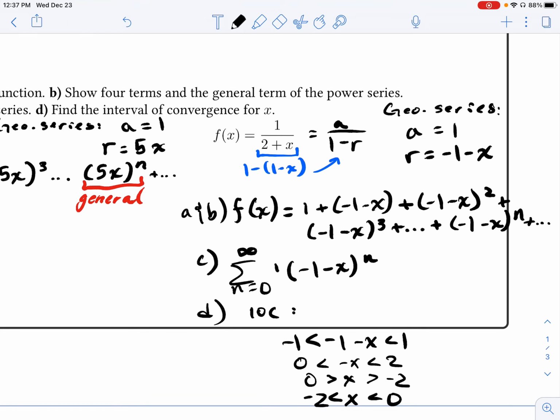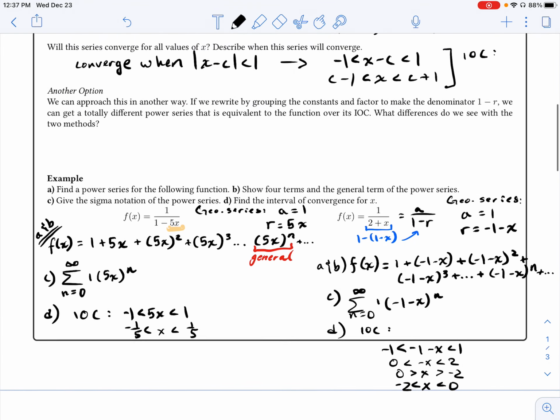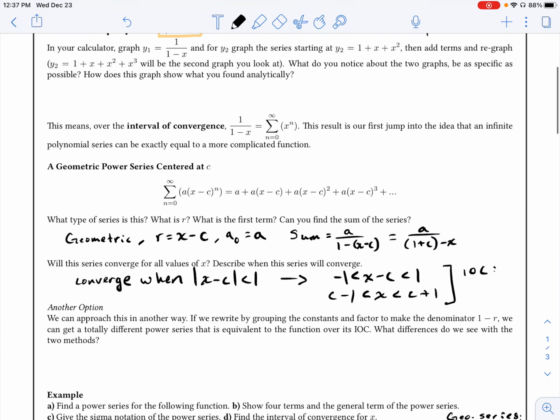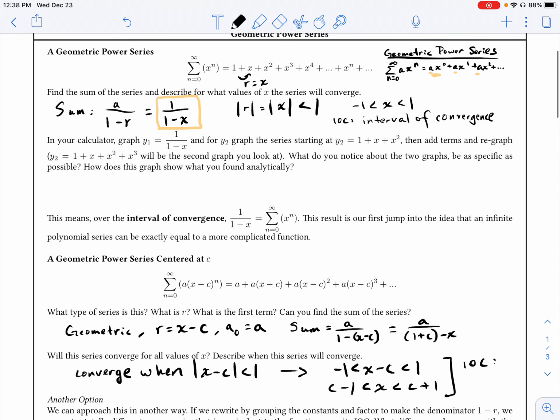Okay? So hopefully this helps make sense of what makes something a power series, what is a geometric power series, and the really important connection between a geometric power series and its representative function over its interval of convergence.